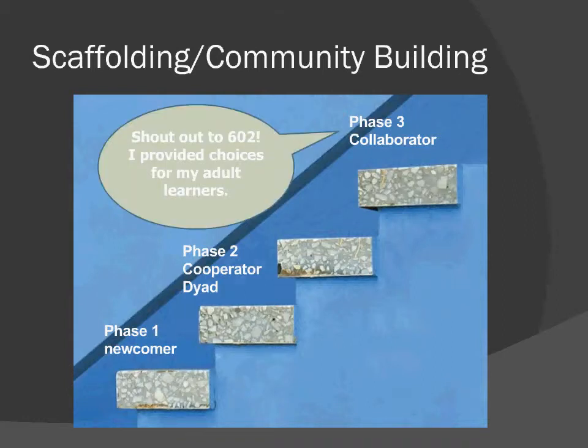In the Phase 3 collaborator activity, I drew on the adult learning theory from 602 and gave my adult learners choices, first about who they would collaborate with, and then also about which case study they would work on.